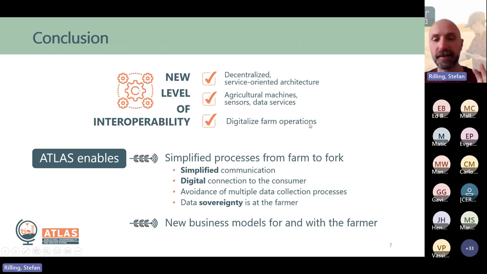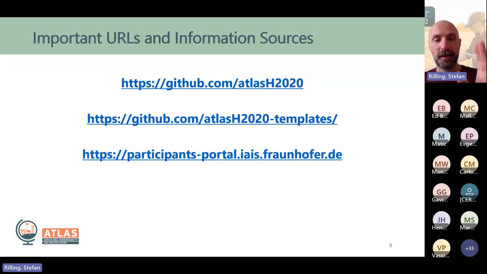So what you have with Atlas, that's the takeaway message, is decentralized, service-oriented interconnection of machines, sensors, data services, and all that helps to improve interoperability of digital solutions and, in the end, the digitalization of farming. And we have already created a lot of technology and information you could use. We have our public GitHub repositories where you can find all the relevant things. We also have the participant portal, which is ready to be used by interested companies.